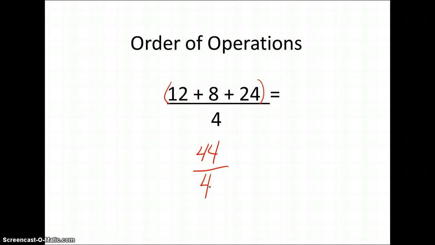Now, once the parentheses are done, I look for exponents, which I don't have. So I go on to multiplication or division. Remember, a fraction is just a division problem. So I would divide 44 divided by 4, which gives me 11. And I am done.